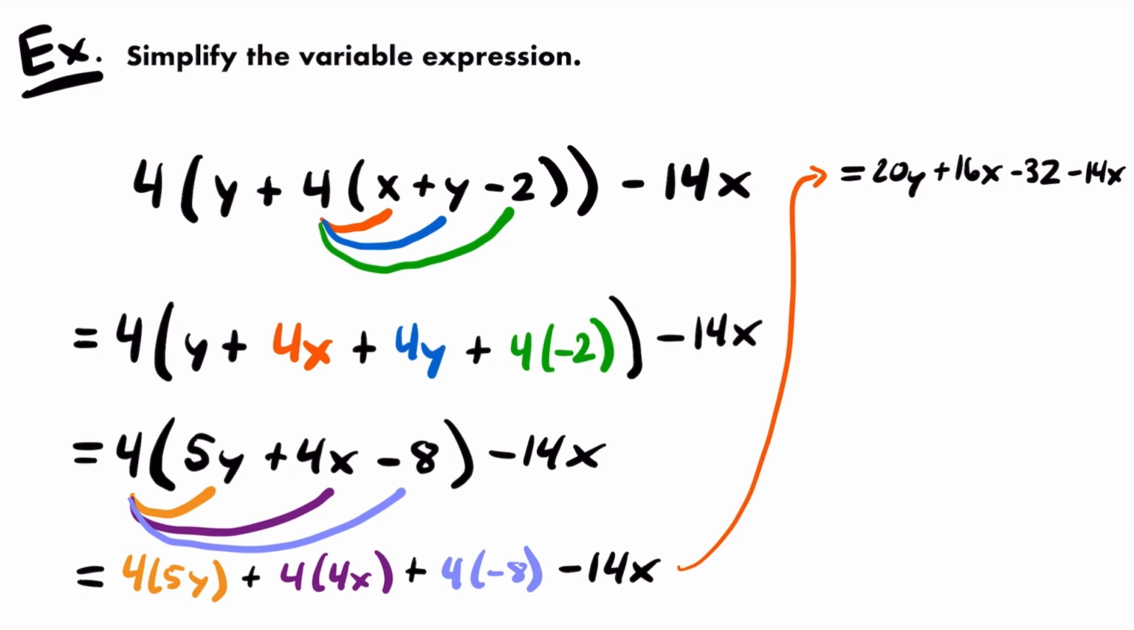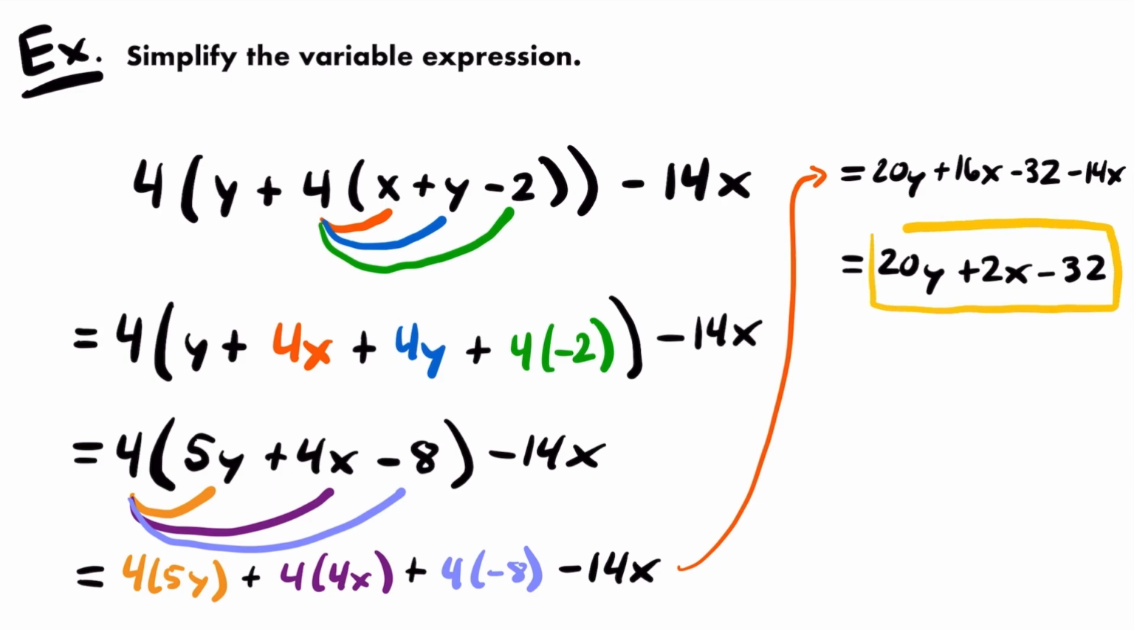You just want to check to see if you have any like terms that you need to combine. And if you look at our terms here, there are 2 that are like terms, specifically 16x and -14x. They have the same variable part of x, so we can combine their coefficients. 16 minus 14, or 16 plus a -14, is positive 2. So this is equal to 20y plus 2x minus 32. And that's our final answer. That is our variable expression, fully simplified after using the distributive property and combining like terms.